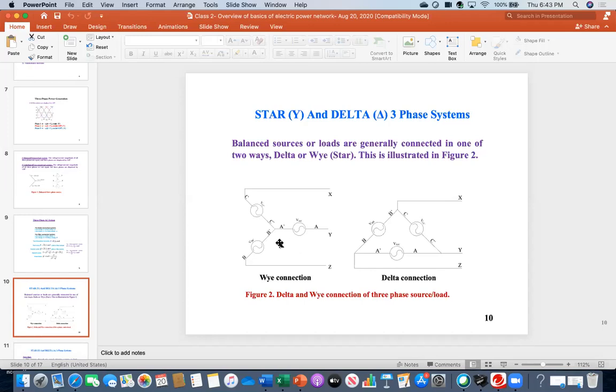Yes, Dr. Ali. So Y connection is mostly preferred at the sending and receiving end, right? Yes, exactly. So in the power plant and then at the sending and receiving end, Y connection is used because of safety.